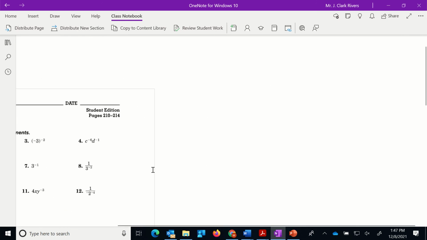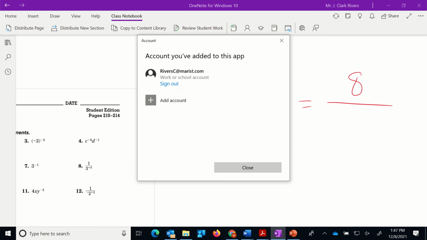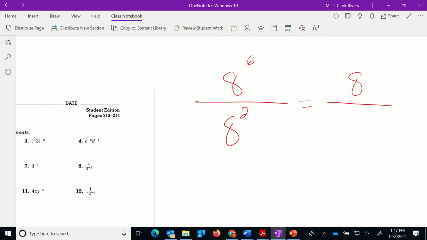First, let me provide an example that you already know about. Let's do 8 to the power of 6 over 8 to the power of 2. What would this be? Who knows? Taylor? It would be 8 to the power of 4. In the numerator or the denominator? The numerator. So we're going to go 6 minus 2, which gives you 8 to the power of 4 in the numerator, and we got a 1 down in that denominator.